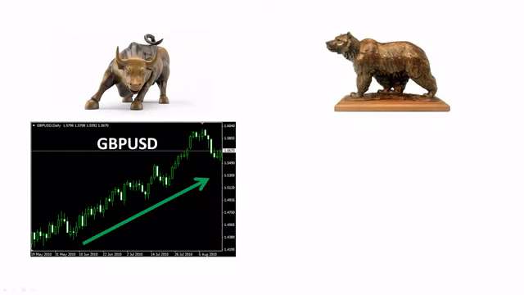Here we've got an example of the British pound dollar in an upward trend. And in this case, the bulls would be active and they would be buying this currency pair, in order to close it later and profit from the growth in price. And in a minute we'll discuss the mechanics behind that.